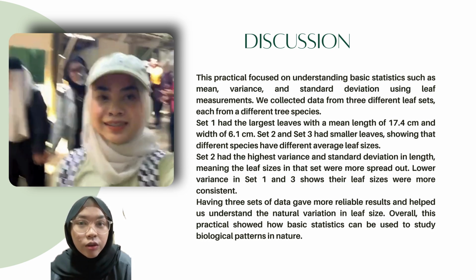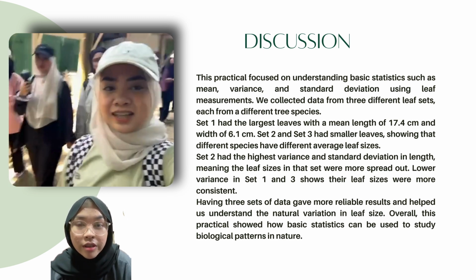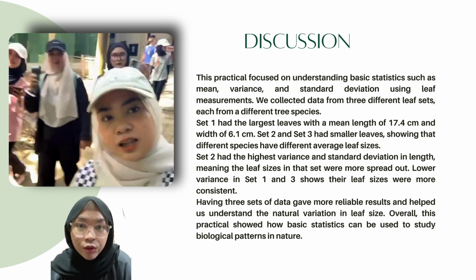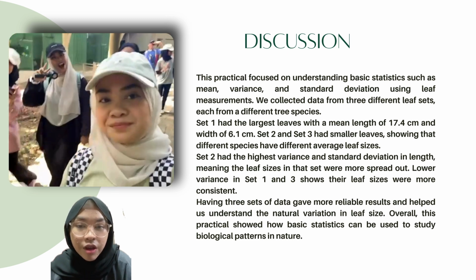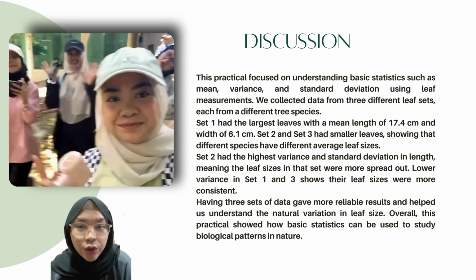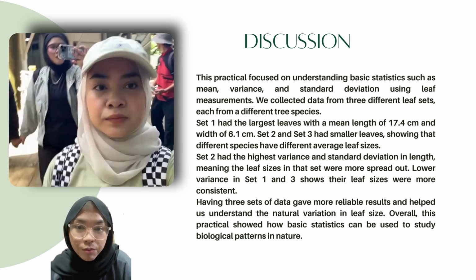From this practical, we learned how to apply basic statistics like mean, variance, and standard deviation to analyze biological data. We collected 30 leaves in total, divided into 3 different sets from 3 different species. Set 1 had the largest leaves with the highest mean length and width. Set 2 had medium-sized leaves, but it showed the highest variance and standard deviation in length, which means the leaf sizes were more varied.